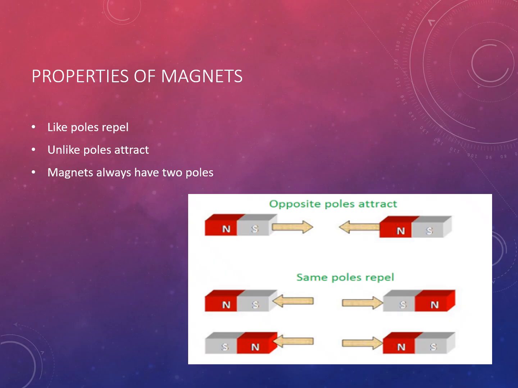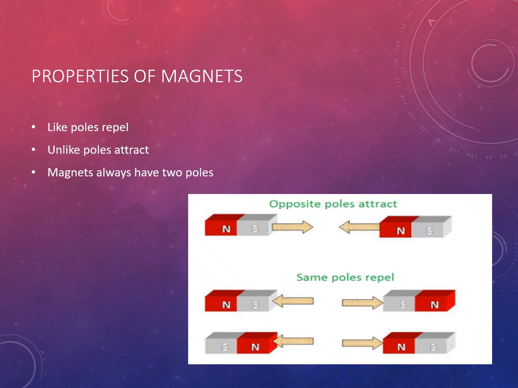Like how I have shown in this slide. Now the third one is every magnet has two poles, a north pole and a south pole. We cannot find a magnet with only one pole. You can clearly see these properties in the diagram shown on the slide. So remember this line for the exam. Like poles repel, unlike poles attract, and a magnet always has two poles.